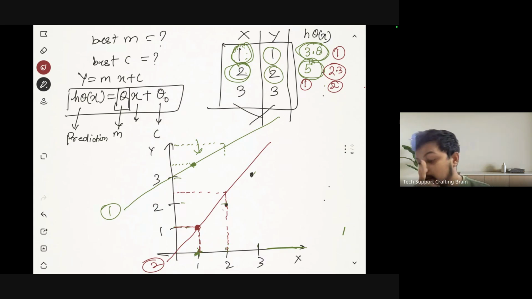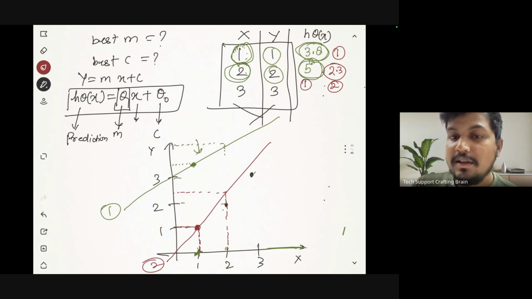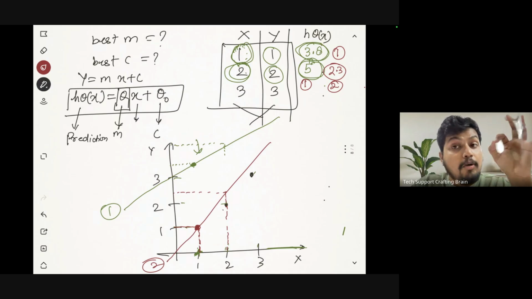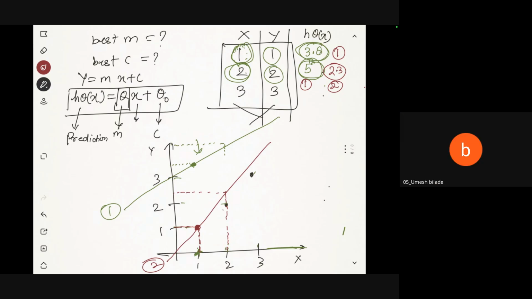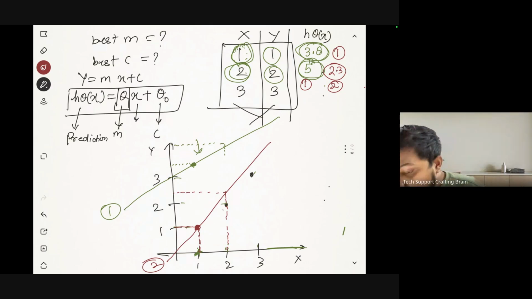This was the result we got. Which line is making a better prediction? The first line or the second line, in your opinion? The second line is making a better prediction. Exactly, 100%. The second line is making a better prediction. So what we can see is your actual data points.